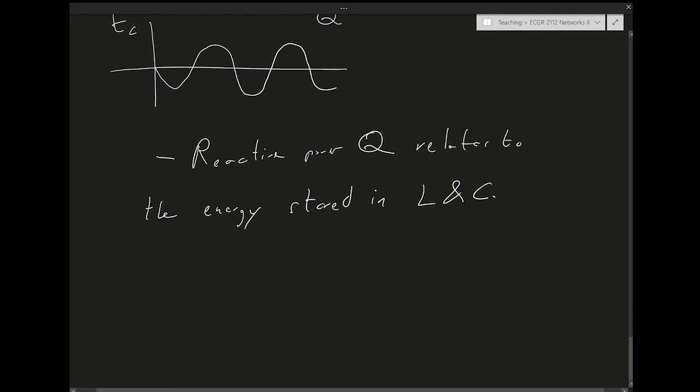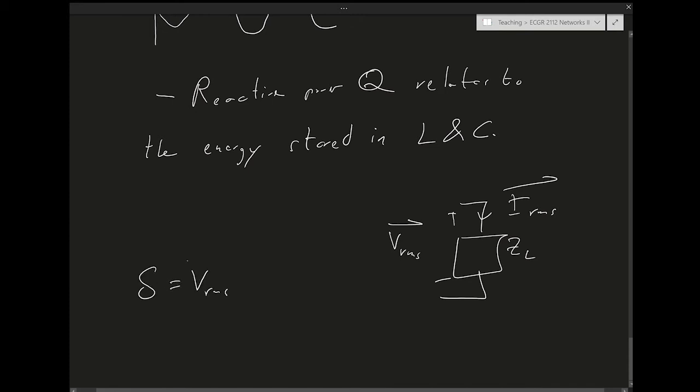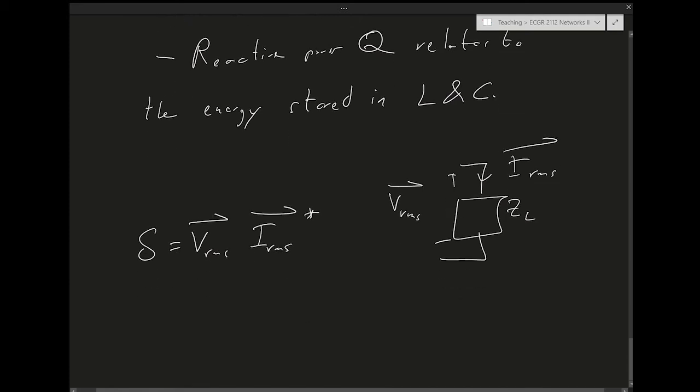Okay. What about the complex power for a general impedance? Let's say we don't have a pure R or L or C. We have a combination of R, L, and C. So I have ZL, some load, then I have VRMS and IRMS here. Okay, so what's S in this case? S is VRMS times IRMS conjugate, right? So how do I evaluate that?